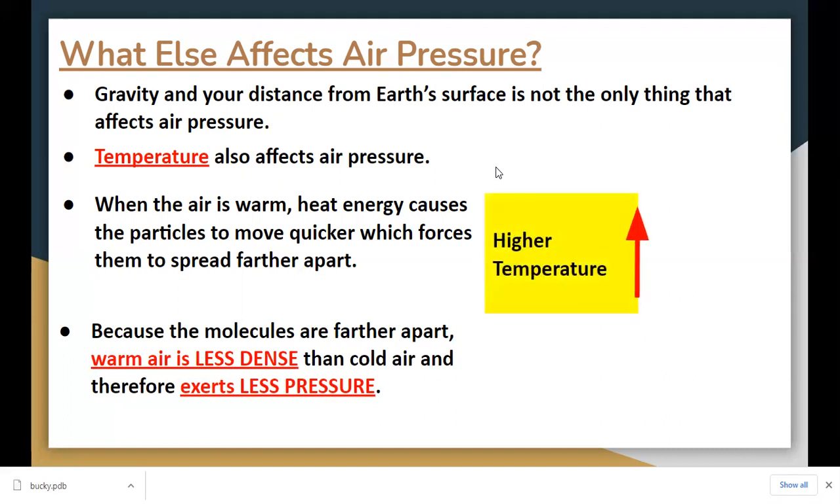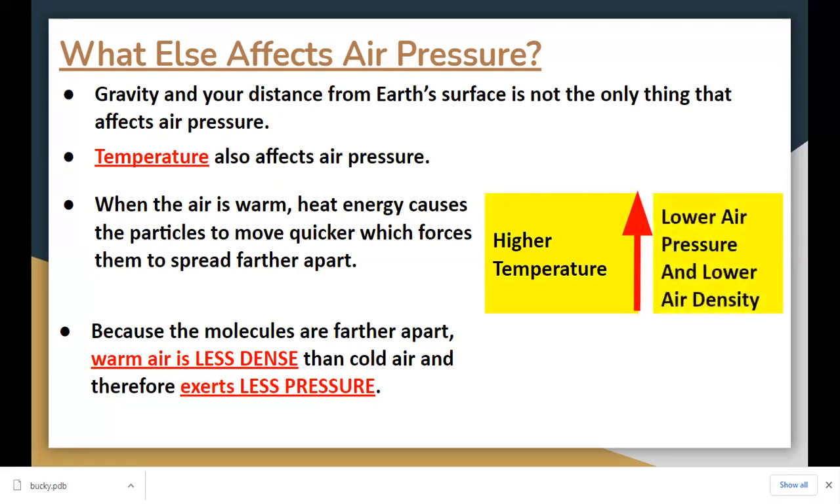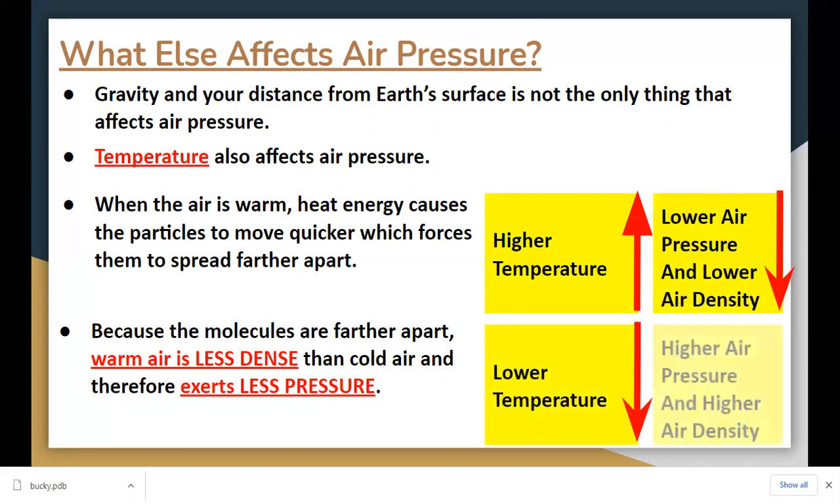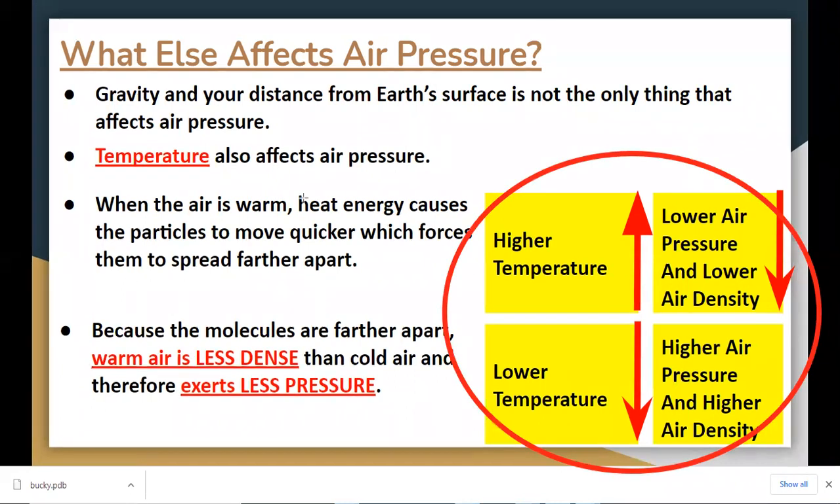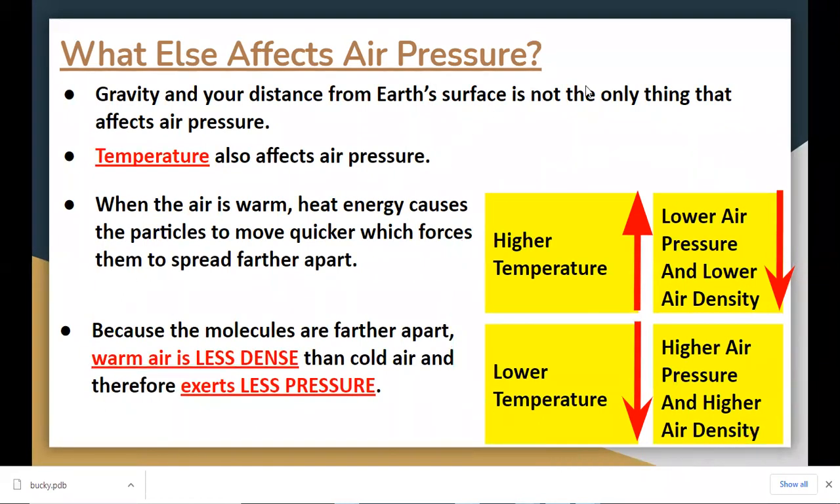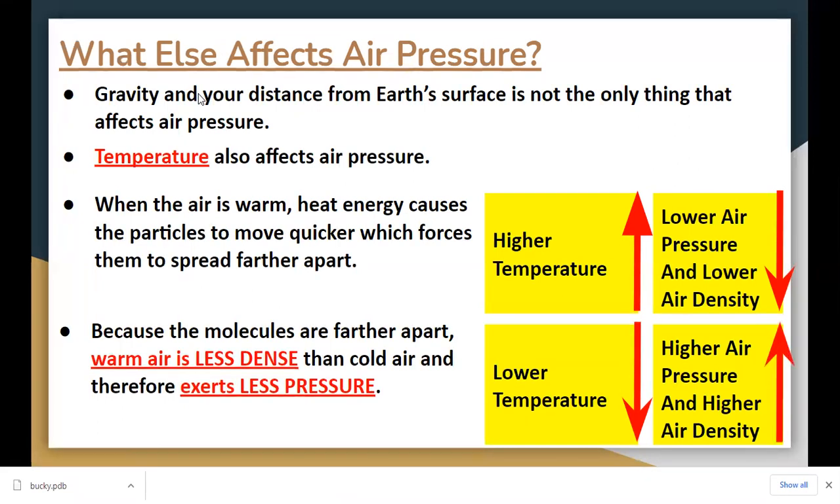So the higher the temperature, the lower the air pressure and the lower the air density. Okay, the lower the temperature, the higher the air pressure and the higher the air density. Again, you're going to want to know this. Here's my arrow. And let's go on.